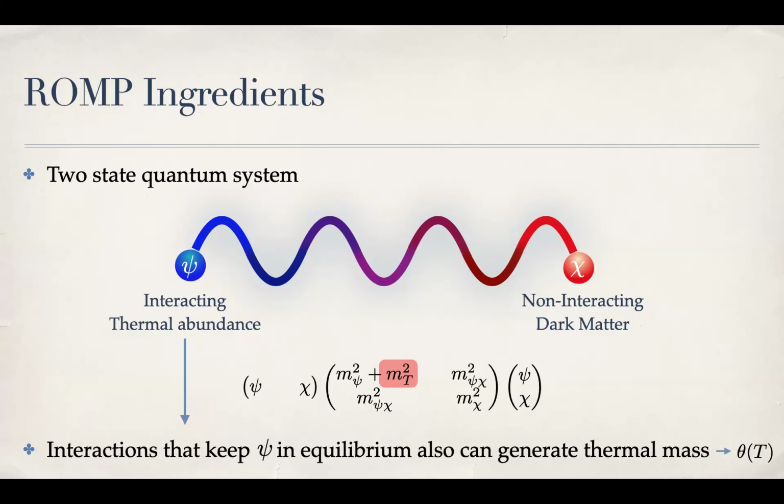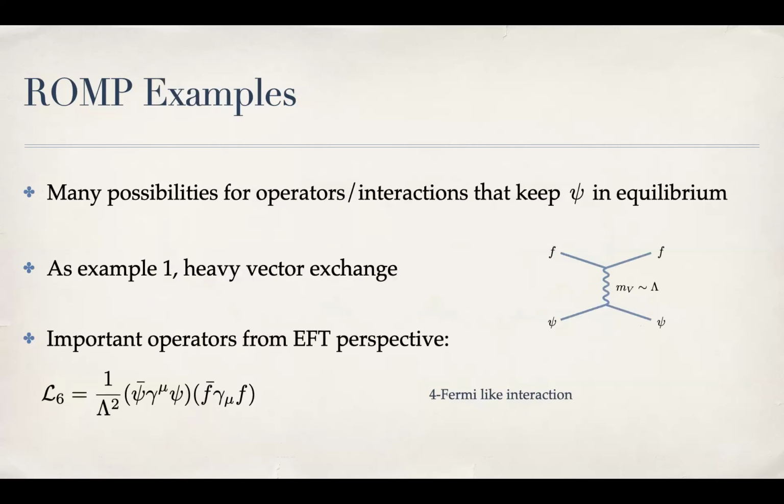And so what that means is that at every point in time, you have a different rotation matrix you need to use to diagonalize this matrix. So that can get a little iffy, or make its evolution a little bit trickier. So this thermal mass is going to have a huge effect in what makes these ROMP systems very cosmologically interesting. Okay, now what type of interactions can psi have with a thermal bath, which keep it in equilibrium or give it a thermal mass?